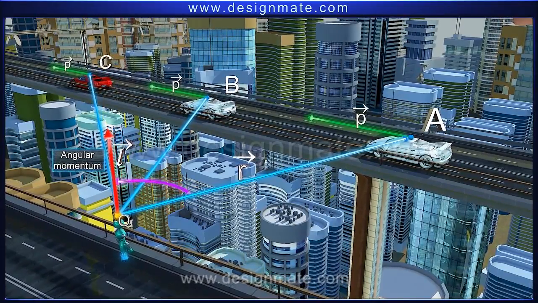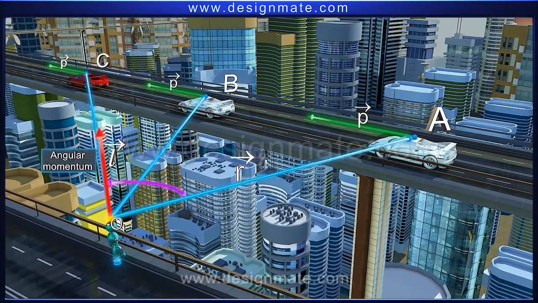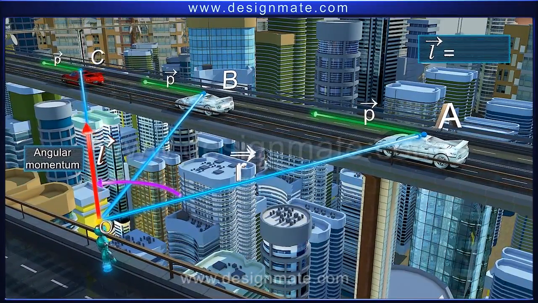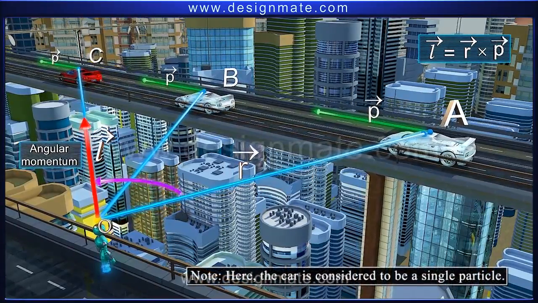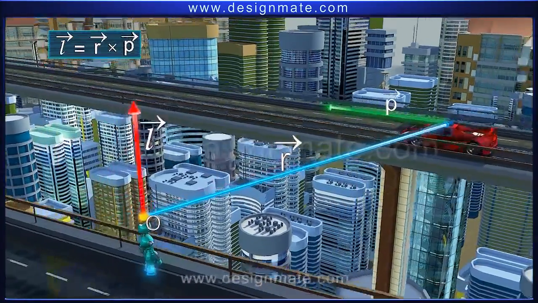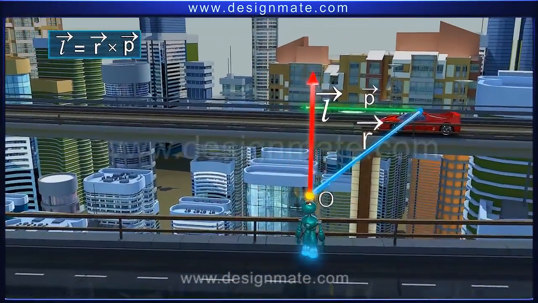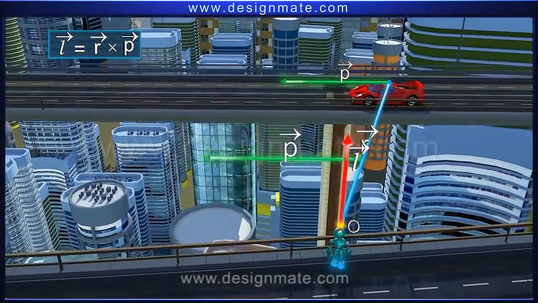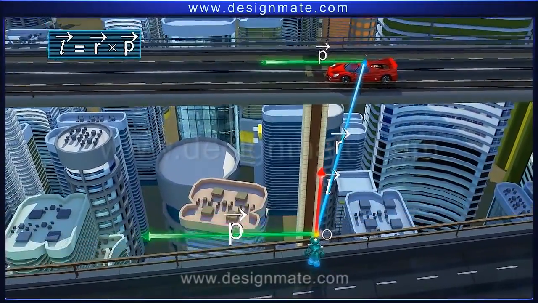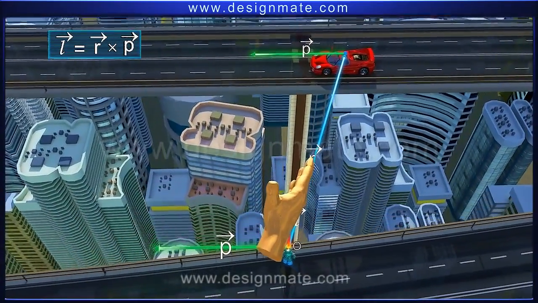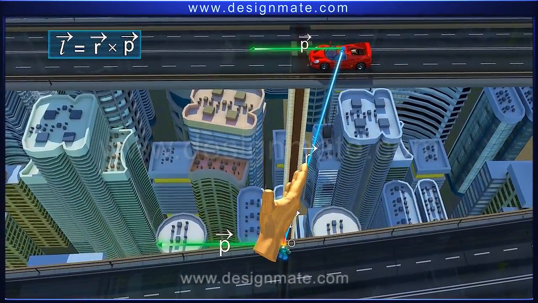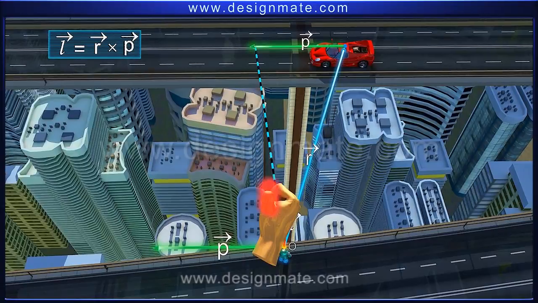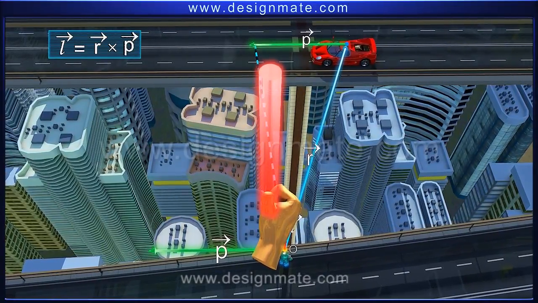According to this definition, at position A, the angular momentum of the car about O is given by vector L equal to vector r cross vector p. To find the direction of the angular momentum vector L, we slide vector p until its tail is at O. Then we use the right-hand rule for vector cross products, sweeping the fingers from vector r to vector p. The outstretched thumb then shows the direction of angular momentum.